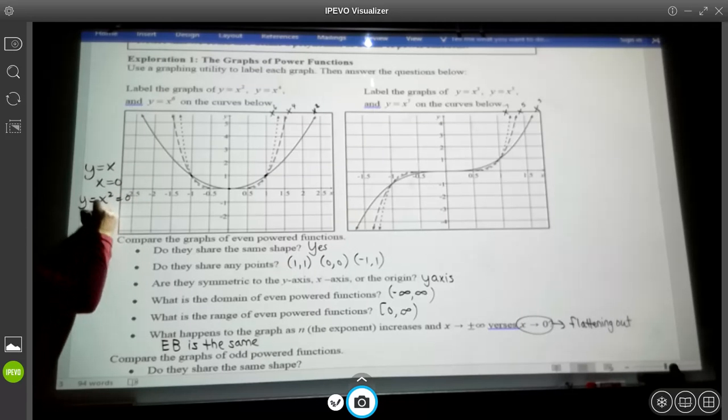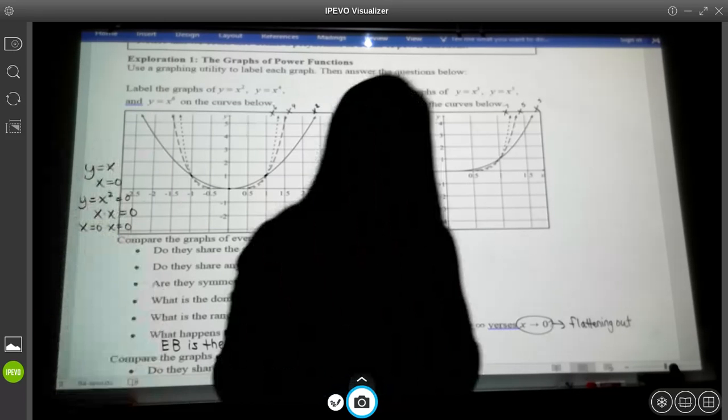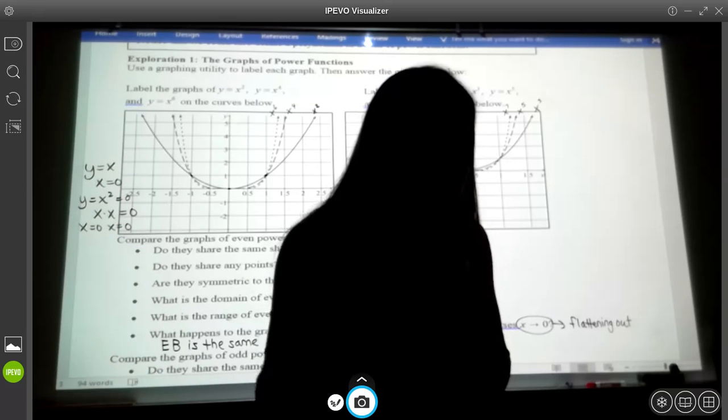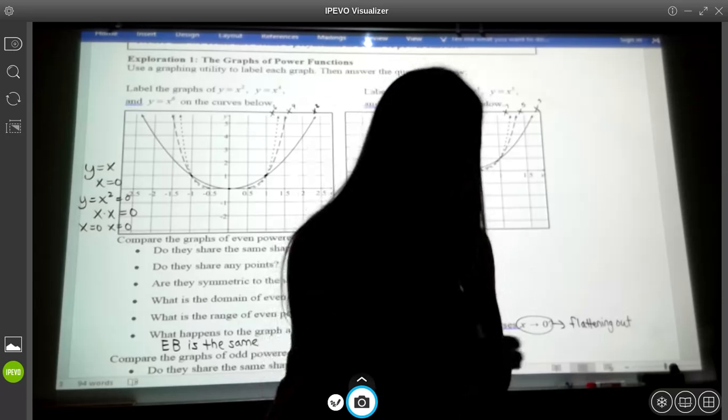Technically, x squared is x times x. So by the zero product property, I would set each factor equal to 0. So now technically, how many times does x equal 0 when y equals x squared is set equal to 0? 2 times. That is called a multiplicity in pre-calc, and the higher the multiplicity is at an x-intercept, there is going to be this flattening out effect.